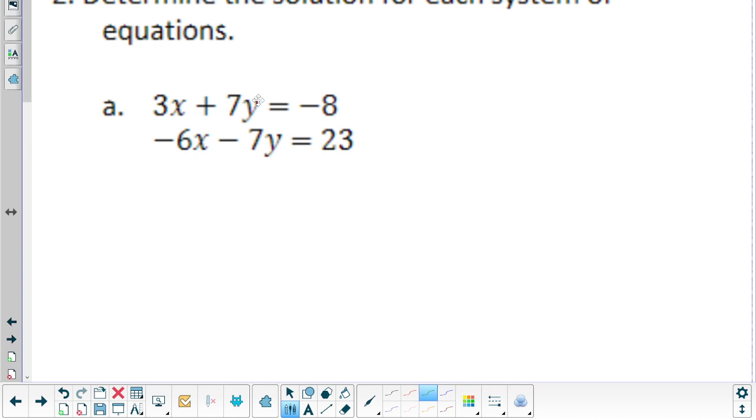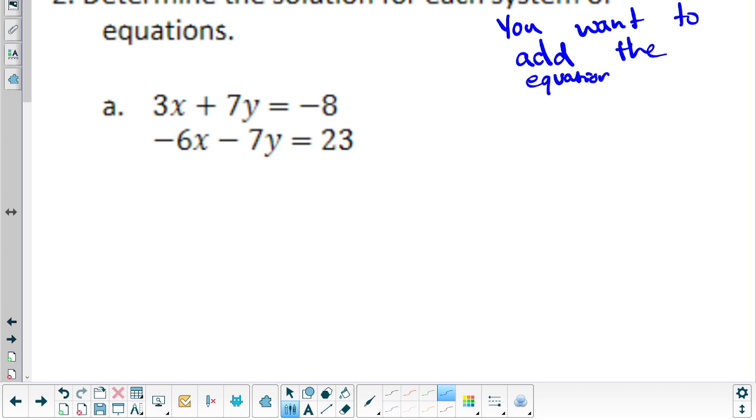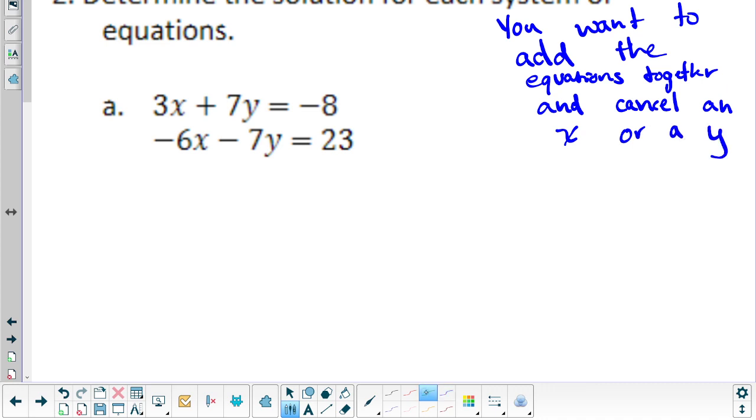Okay. And remember, your goal with these ones is that you want to add the equations together and cancel something out. Cancel out an x or a y, okay? So your first good step is to just try to add them together.